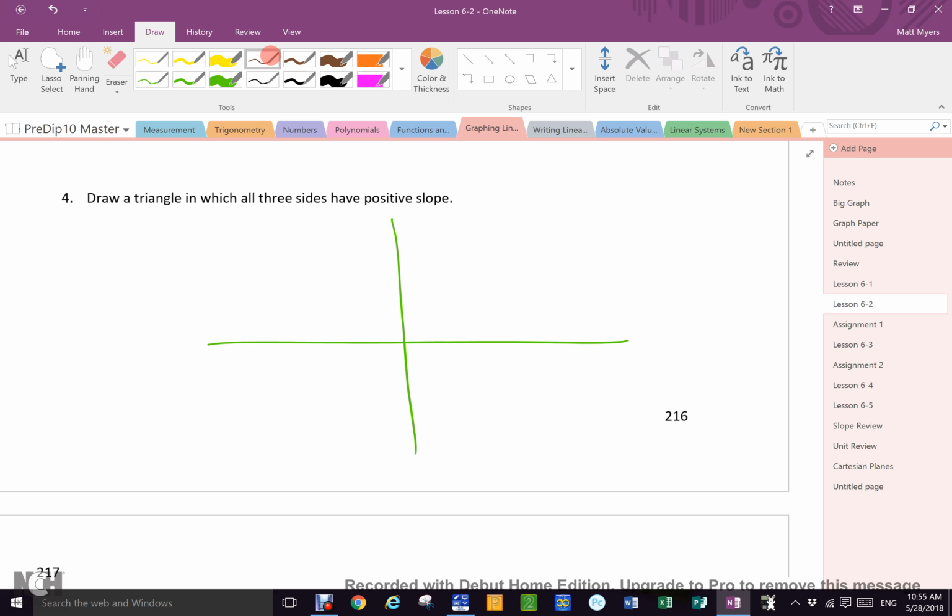To start this triangle, I must start at a point, yes? Somebody give me a point. 0, 0. Okay. I like it. Now, how do I make a positive slope from there? I have to go up in what direction? Up and right. Is that okay? Yeah. Is that okay? Yeah. That. No. That. That. That. That. That. All of them are okay, correct?